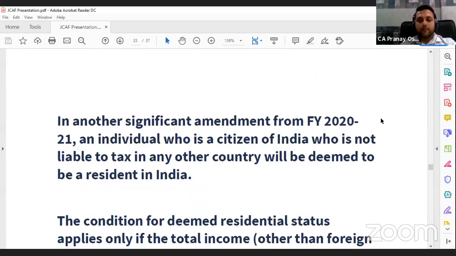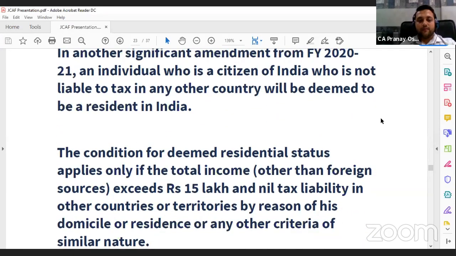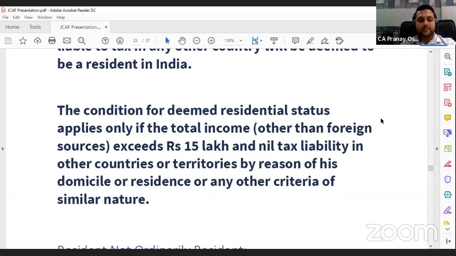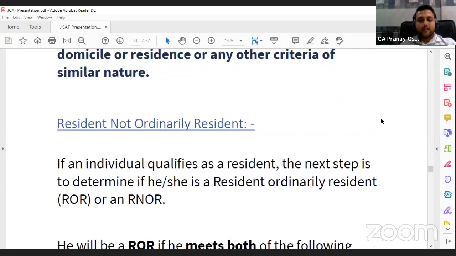In another significant amendment from financial year 2021, an individual who is a citizen of India and who is not liable to tax in any other country will be deemed to be resident in India. The condition of deemed resident applies only if the total income exceeds rupees 15 lakhs and there is nil tax liability in any other countries by reasons of his domicile or residence or any other criteria of similar nature. So these were the conditions of how an individual becomes resident.